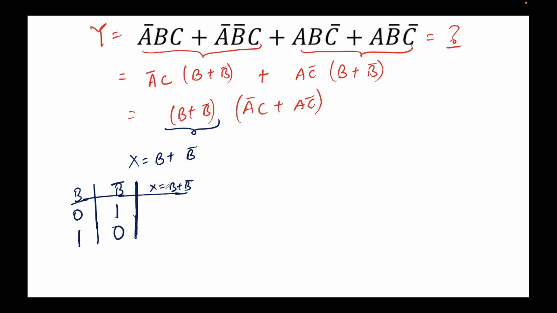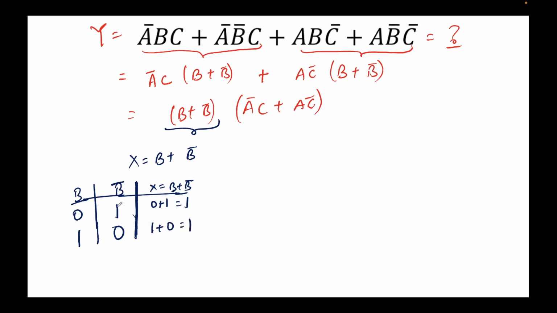Now let's try to evaluate the value of x here. X is nothing but B plus B bar, so it will be 0 plus 1, which turns out to be 1. 0 plus 1, we know in Boolean algebra it's 1. In the second row, x equals B plus B bar. The value of B is 1 and the value of B bar is 0. So 1 plus 0 will again turn out to be 1.